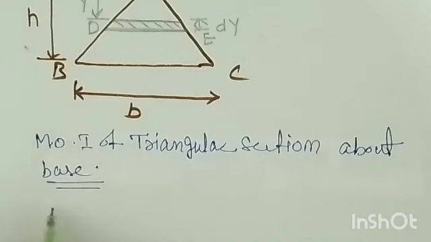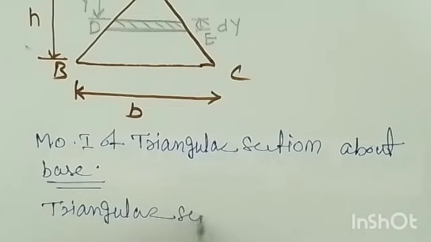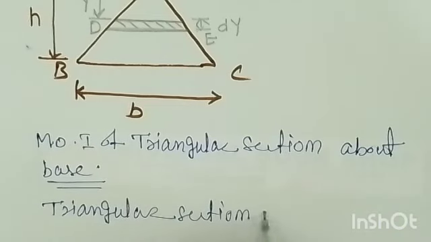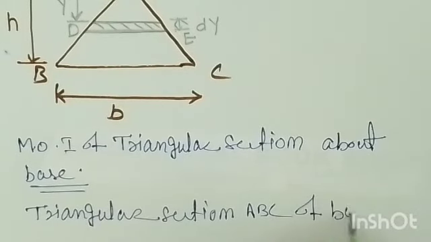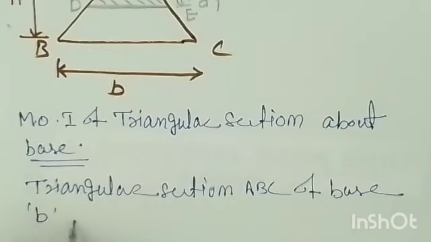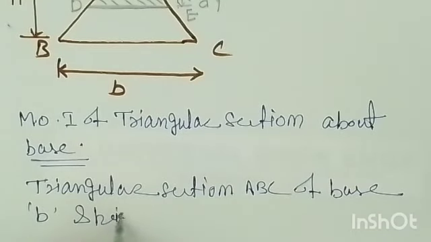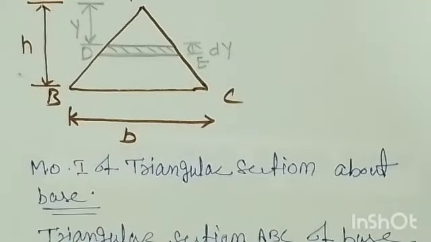So let's write very fast that triangular section A, B, C, okay, of base B, right, and height H. Is it or not? This is the consideration: we have considered the triangle whose center of moment of inertia we have to calculate.